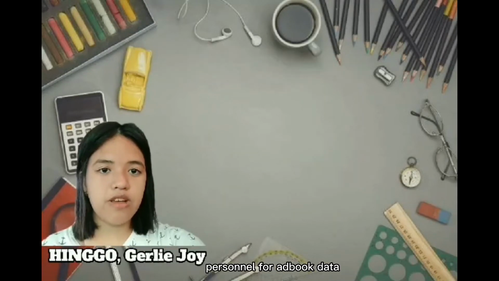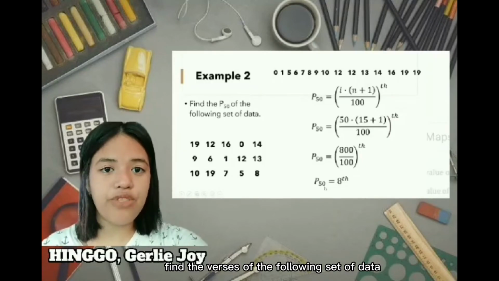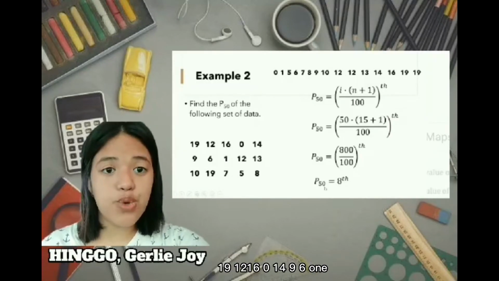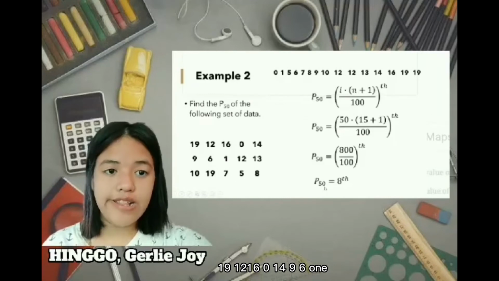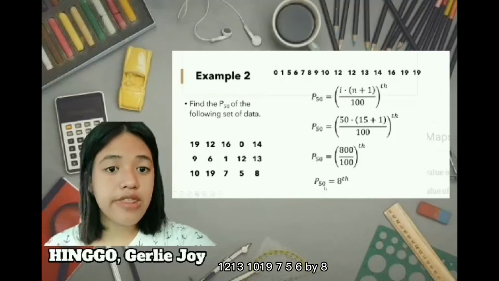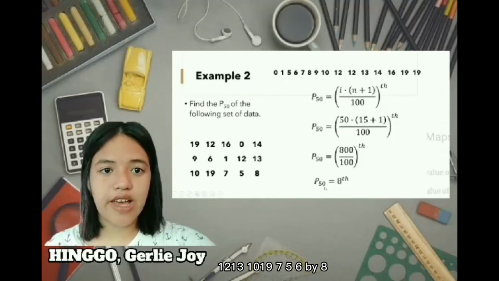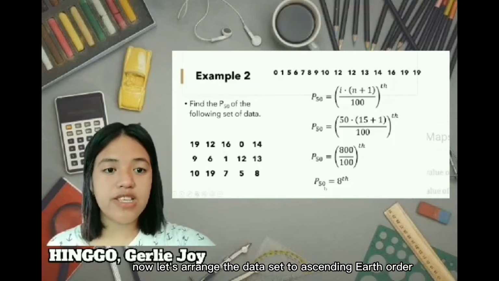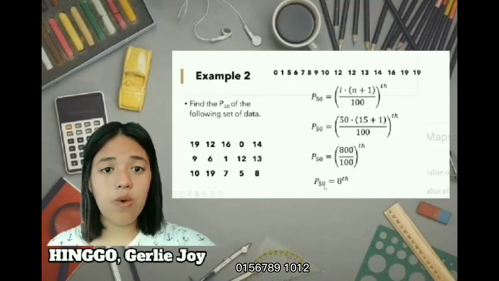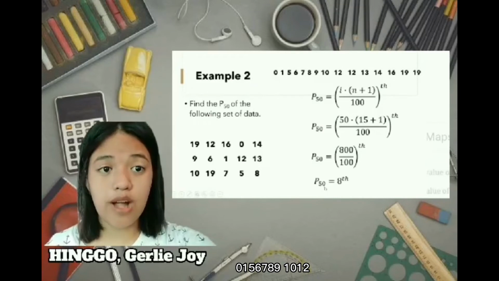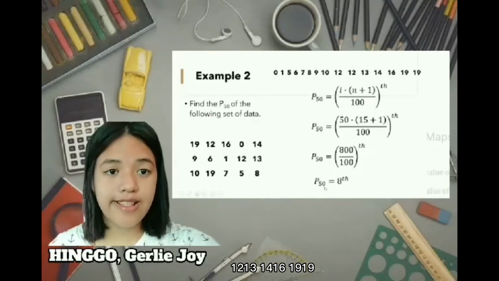Percentile for ungrouped data. Example: find the 50th percentile of the following set of data: 19, 12, 16, 0, 14, 9, 6, 1, 12, 13, 10, 19, 7, 5, 6, 8. Now, let's arrange the data set in ascending order: 0, 1, 5, 6, 7, 8, 9, 10, 12, 12, 13, 14, 16, 19, 19.